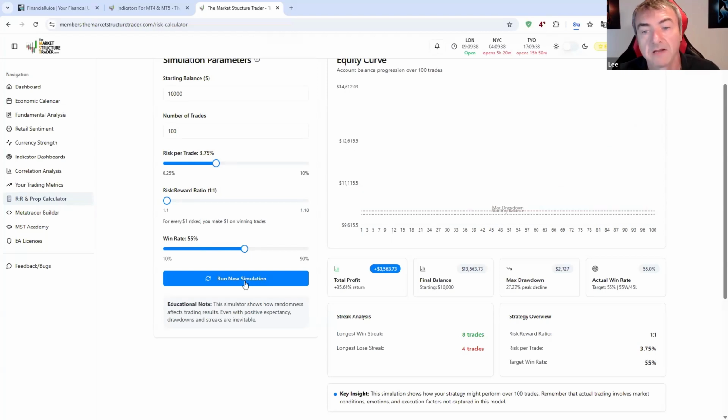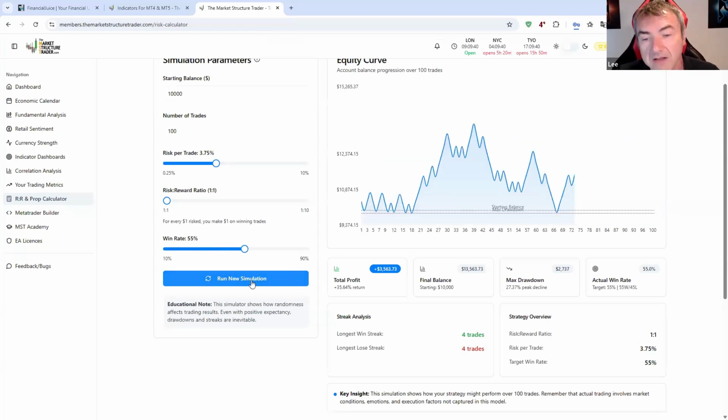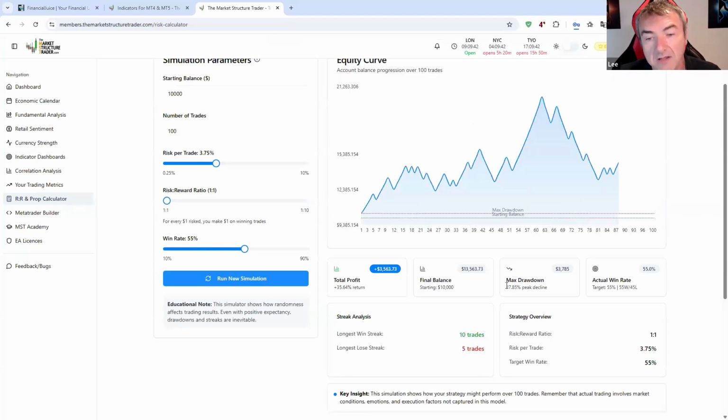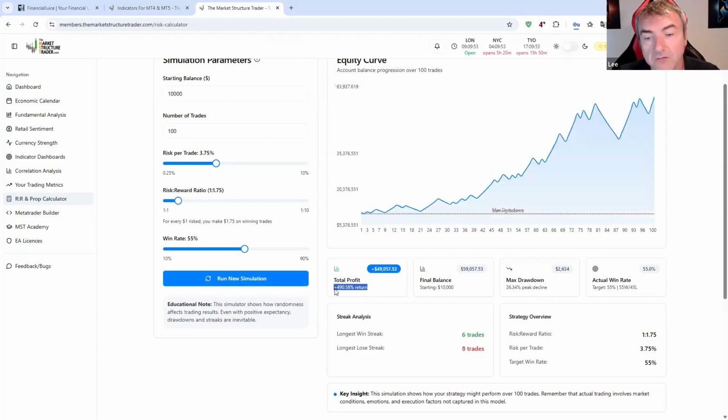You can run multiple simulations, which will show you what your maximum drawdown would be on your account. This takes 37% drawdown, but it returned 35%. Why? Because it's a 1-to-1. Increase that to 1.75. Now you're returning 490% with a 26% drawdown. Most traders would run a mile and scream if they saw a 26% drawdown on their account. It's totally normal if you're risking nearly 4% of your account every trade.